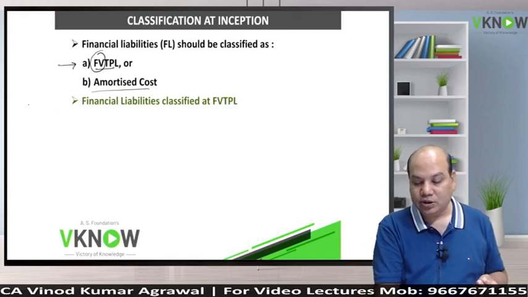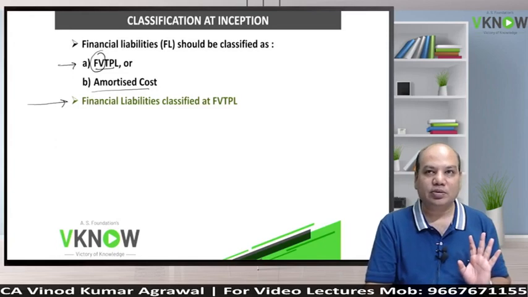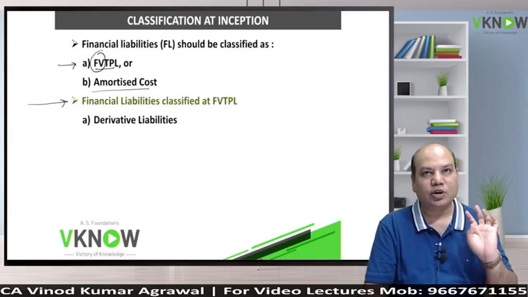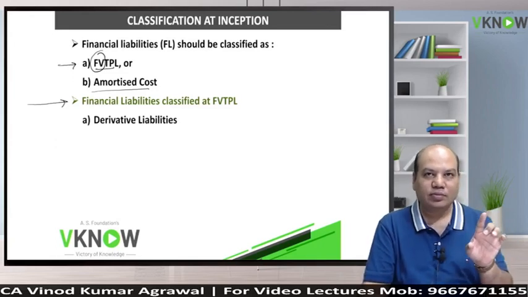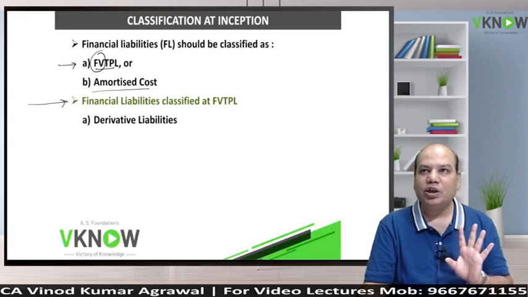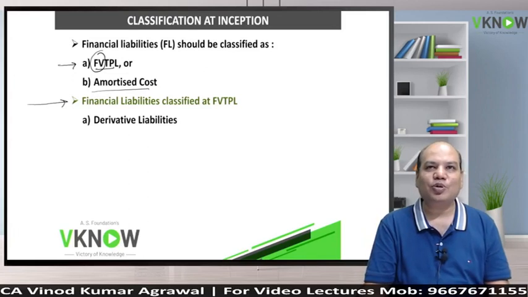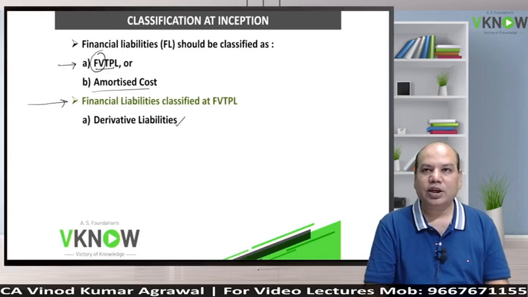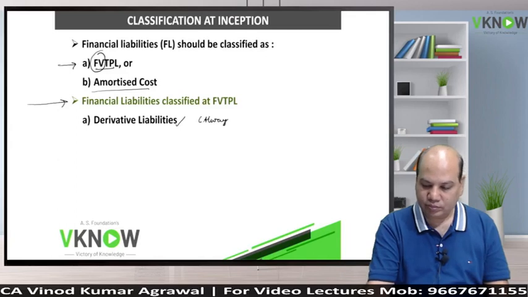So first we will see, when will a financial liability be FVTPL? So financial liability will be FVTPL in following 4 cases. So if it fits into one of these 4 cases, then it is FVTPL, and if it doesn't fit into these 4 cases, by default it will go to amortized cost. First is derivatives. Derivatives are always FVTPL, always.